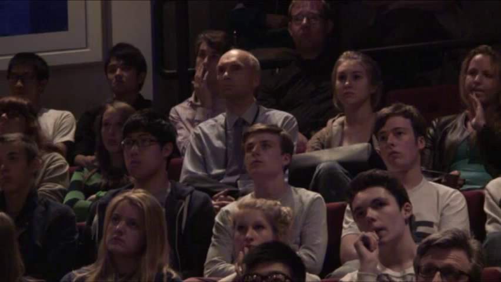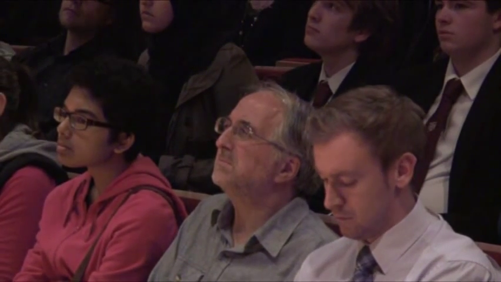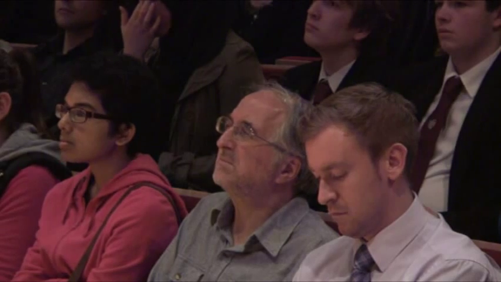Well, Adams was convicted. There was an appeal, a retrial, a further appeal, throughout which the conviction was upheld. A defence witness at the trial and at the retrial was Peter Donnelly, a professor of statistics at Oxford University. And I can recommend an article in which he showed how the jury were instructed in the retrial how to use Bayes' formula. What this meant from the jurors' point of view was that they were given a questionnaire in which they could assign numerical estimates for various relevant probabilities. Then they were shown how to combine these with the aid of a pocket calculator and arrive at an overall probability of innocence or guilt.